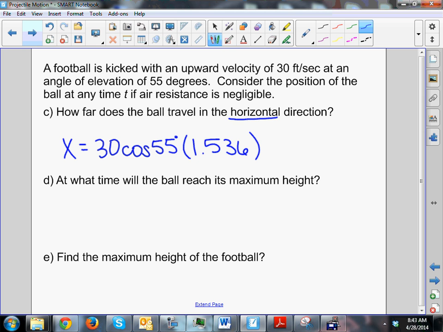Oh, I can see that part. Okay, 1.536 was how long our football was in the air. Okay, so that is going to tell us, well, that's how long it took to hit the ground. So that's how long it was in the air. So that's the time we are going to use.